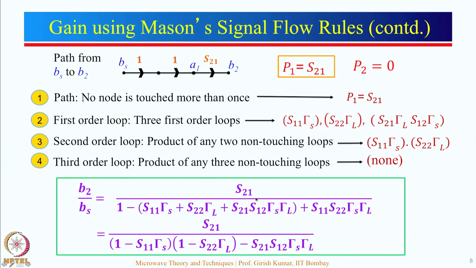So, let us look at the numerator. It is nothing but P1. There is no loop which is not touching this particular path, hence other terms are 0. So, we are left with only S21.